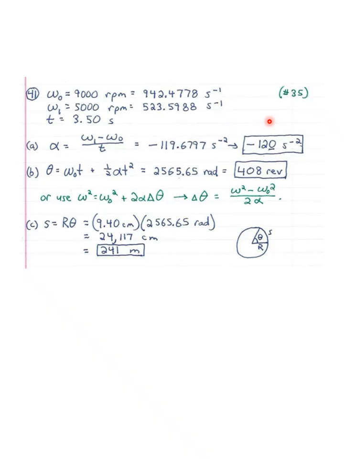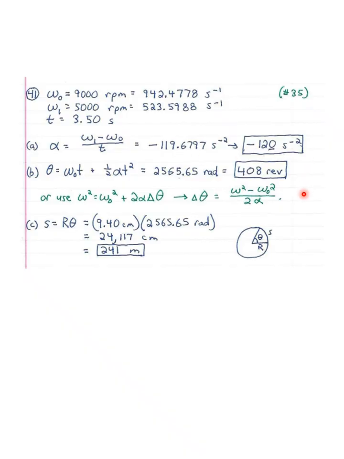Question B, through how many revolutions does it turn while decelerating? We use this kinematic equation, omega naught t plus 1/2 alpha t squared. Remember, when you're doing alpha, don't use the rounded off answer of negative 120, but use it with more precision. So I've used negative 119.6797 radians per second squared, and we get 2565.65 radians. Convert that to revolutions, so divide by 2 pi, and you get 408 revolutions.